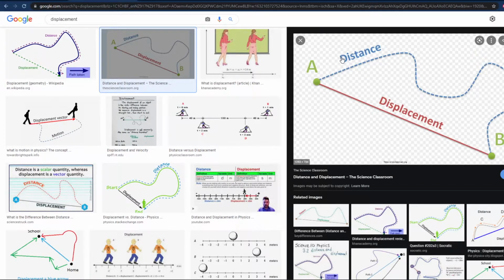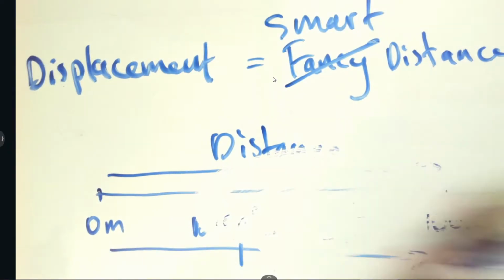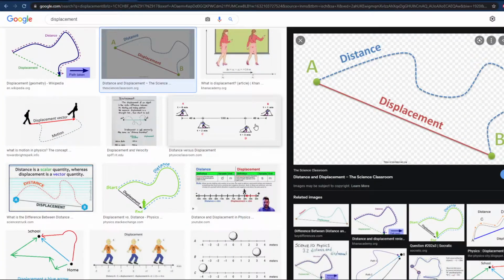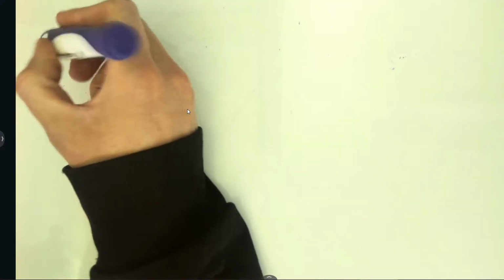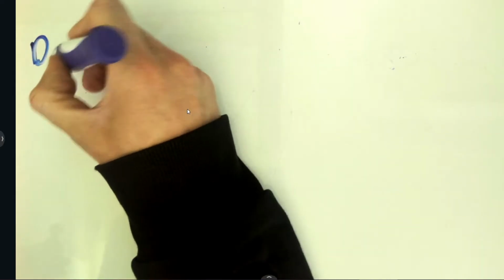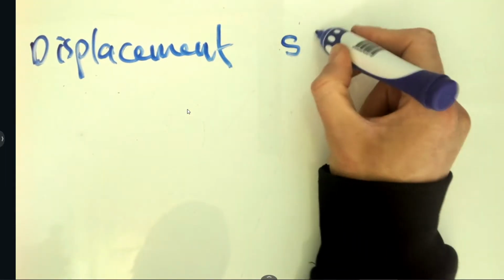It's just a smarter way to think about it, because most of the time we're not so interested in the bit of a tour that the person went on. We're more interested in how far away from the origin they are, and that's why we are going to be using displacement. Okay, so let's get rid of that and go back to Usain Bolt. We're looking at his displacement in blue, and we're going to call that S of t. I know it's a little bit silly. So our first thing is displacement, and it's going to be S of t.